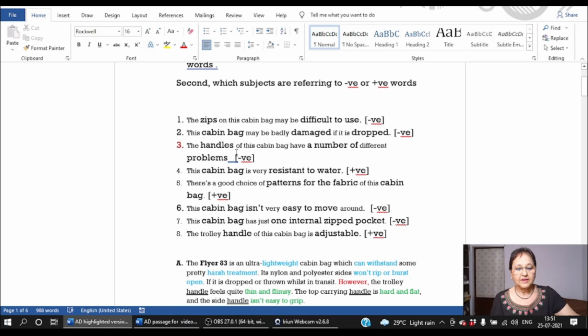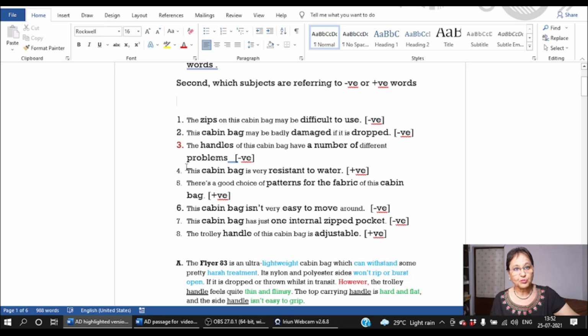Third one: the handles of this cabin bag have a number of different problems. So what is the subject here? Handles. And what about the handles? A number of problems. So this again is a negative sentence.